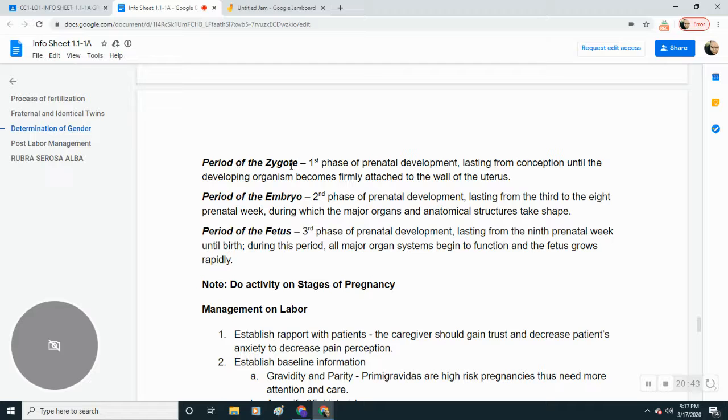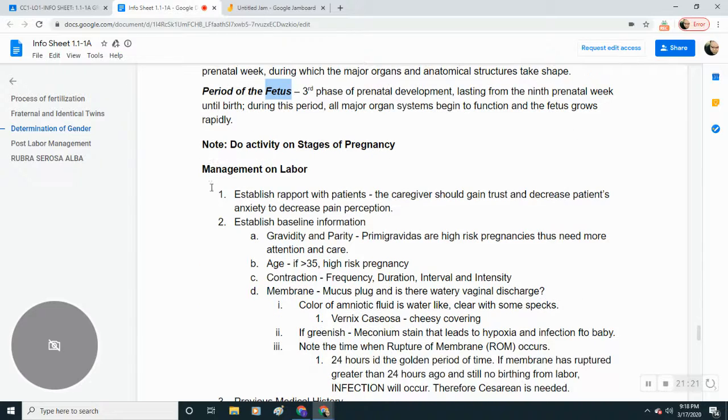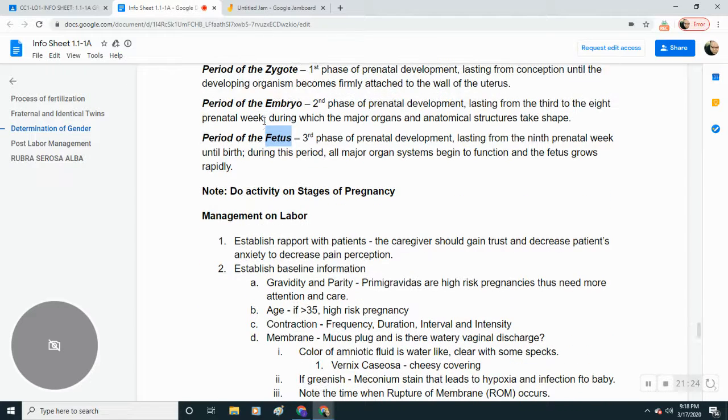So the period of zygote is the first phase of prenatal development, lasting from conception until the developing organism becomes firmly attached to the uterus. So ibig sabihin, zygote, fertilization, hanggang kumapit siya doon sa uterus. The period of embryo is the second phase, lasting from 3rd to the 8th prenatal week. Okay? Then fetus na ang tawag sa kanya sa 3rd phase, lasting from the 9th week until ipanganak. Okay? So yan yan. Okay.